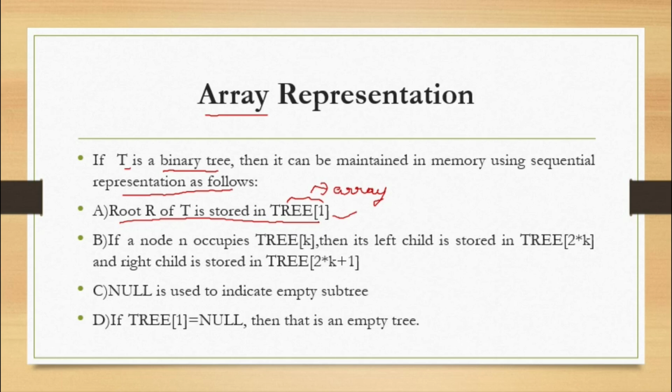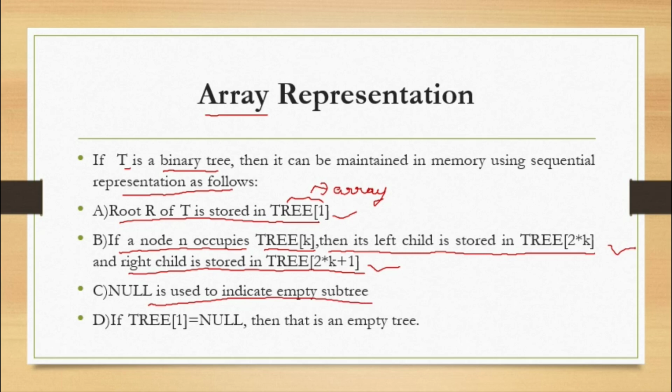Remember that. If a node N occupies TREE[K], then its left child is stored in TREE[2*K], and its right child is stored in TREE[2*K+1]. These two rules are very important in understanding the concept. If you are not clear with this concept, then we cannot understand the array representation as a whole. Next, NULL is used to indicate an empty subtree. Last, if TREE[1] is equal to NULL, then that is an empty tree.